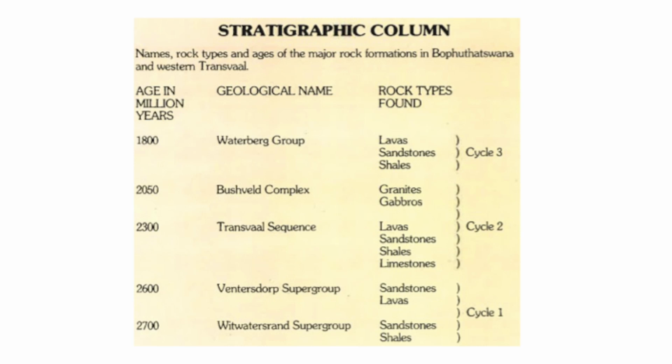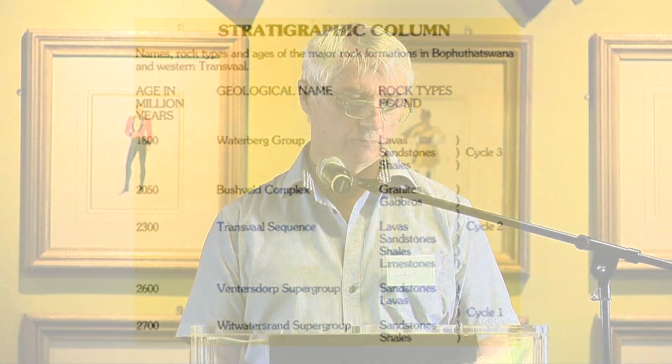This is the age of the various cycles. So we've got the Witwatersrand group in which the gold deposits were formed. Then we have the Ventersdorp lavas and sandstones. And then subsequent to that we had sedimentation 2,300 million years ago, in which this is where the Magaliesberg quartzites were laid down, which we'll discuss briefly.